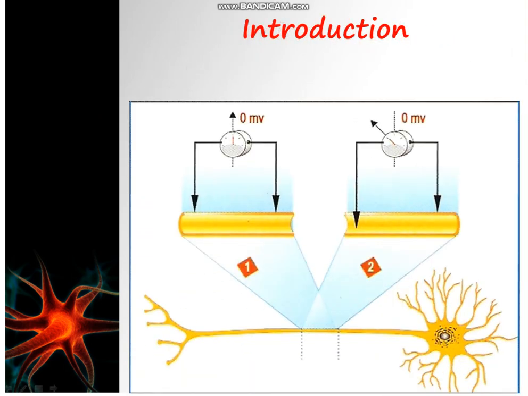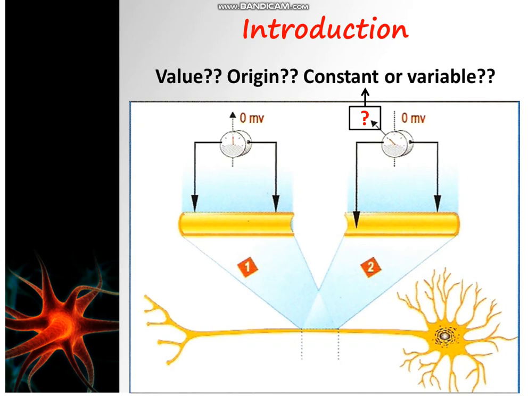First, if we insert the microelectrode of a voltmeter into the axon of a neuron and we keep the other electrode outside the axon, the voltmeter records a certain negative value of potential or voltage. So, what's the value of this voltage? What's its origin? Is it constant or variable? Let's discover the answer.